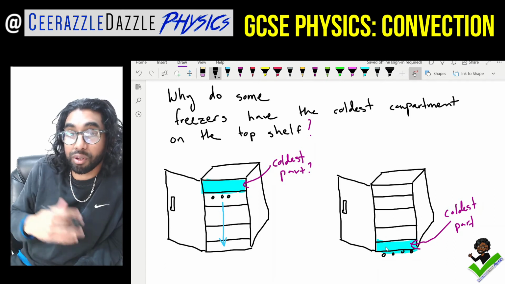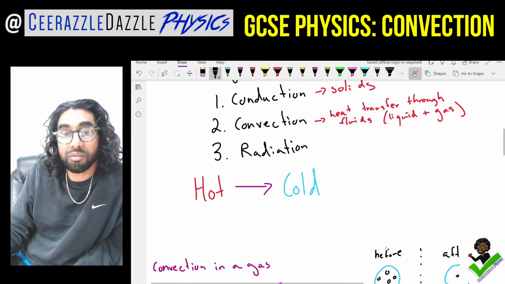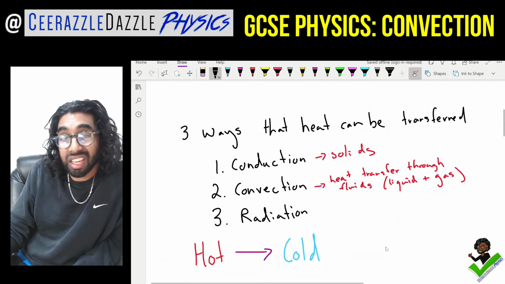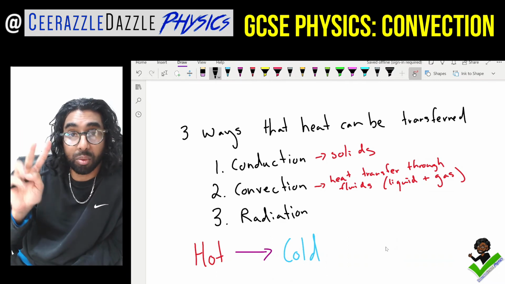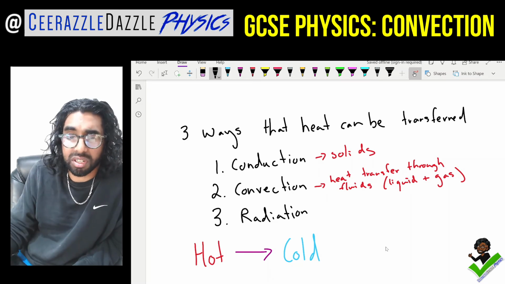And that's it, guys, for another session in Ceerazzle Physics. Let's have another recap right from the top. So right from the top, we said convections are today's title. It's going to be the heat transfer through fluids. And the two fluids we're looking at are going to be liquid and gas. And we did conduction in a previous video. You can watch that in your spare time.